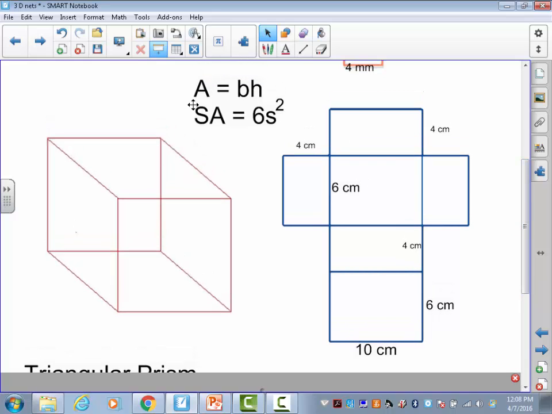So some quick reminders here. Area is base times height for anything that's rectangular. This is a formula for surface area, but only for a cube, so that's less important. We'll get that out of the way here. Our little exponent floating away here.